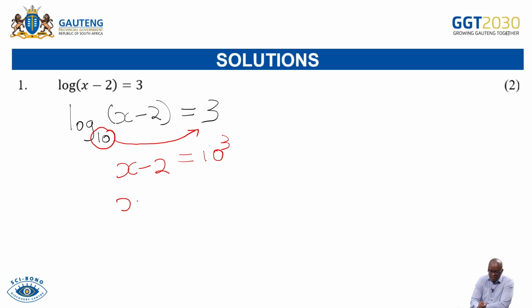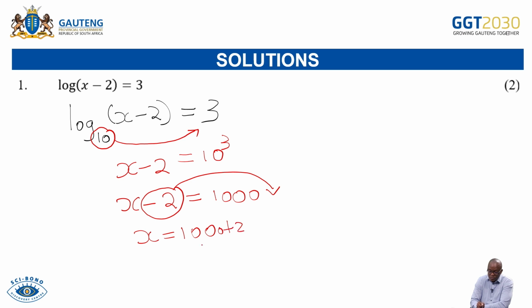Then now we have x minus 2 is equal to, if now you say 10 to the exponent of 3, you are going to get 1,000. Then we take that negative 2, we transpose it, then x is going to be 1,000 plus 2, which is going to be 1,002. So that's basically how you will do that one. It's 2 marks. Okay?